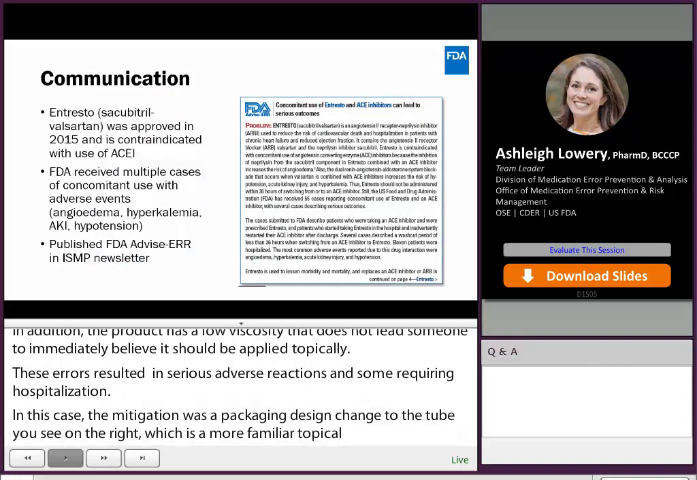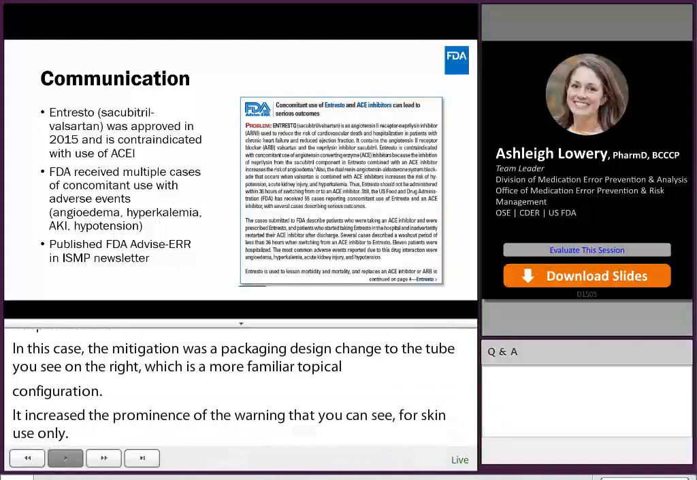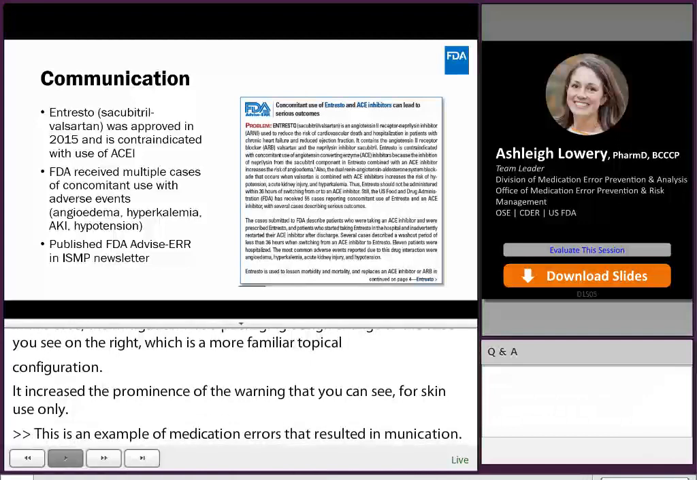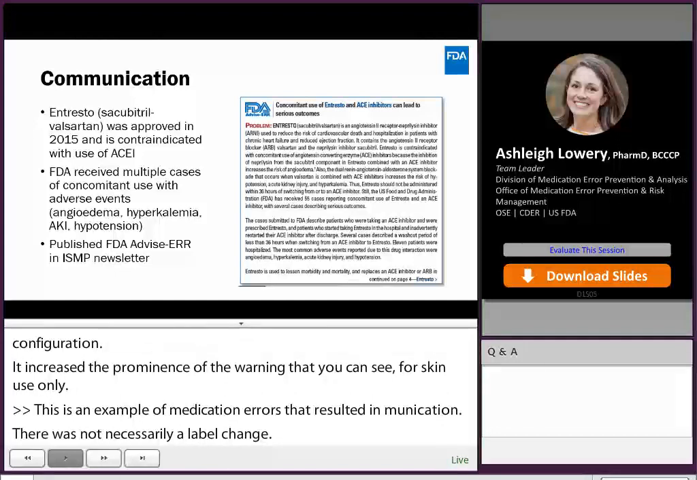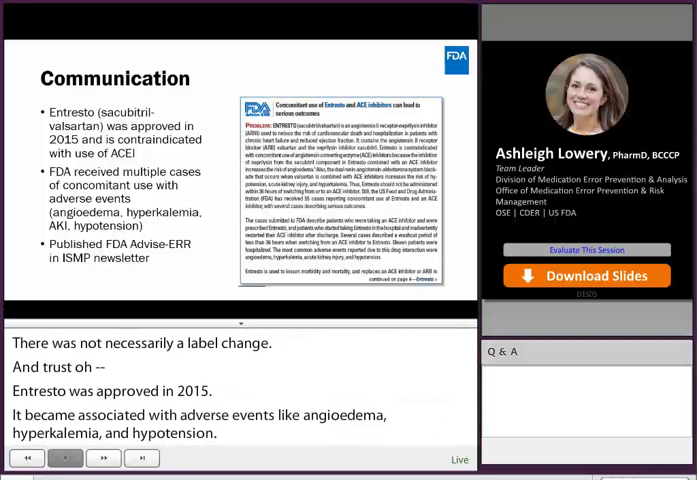This is an example of medication errors that resulted in communication, but not necessarily a labeling change. So Entresto was approved in 2015 and is contraindicated with the use of ACE inhibitors. However, FDA received multiple cases of concomitant use with adverse events reported that included angioedema, hyperkalemia, acute kidney injury, and hypotension. So to communicate this information about the contraindication and required washout period, we published an FDA advisory in the Institute for Safe Medication Practices newsletter to better reach prescribers, nurses, and pharmacists in the community.